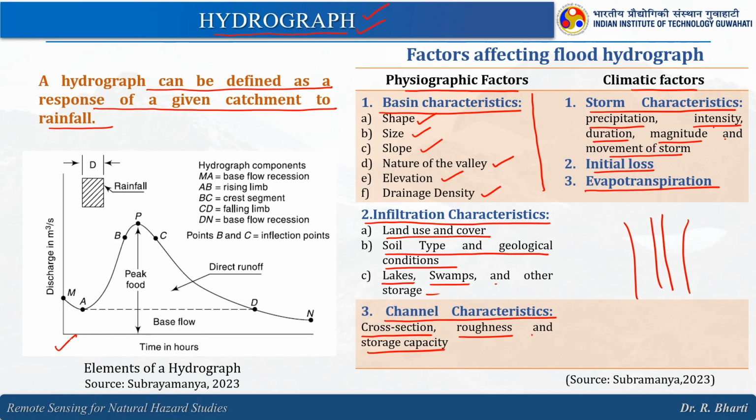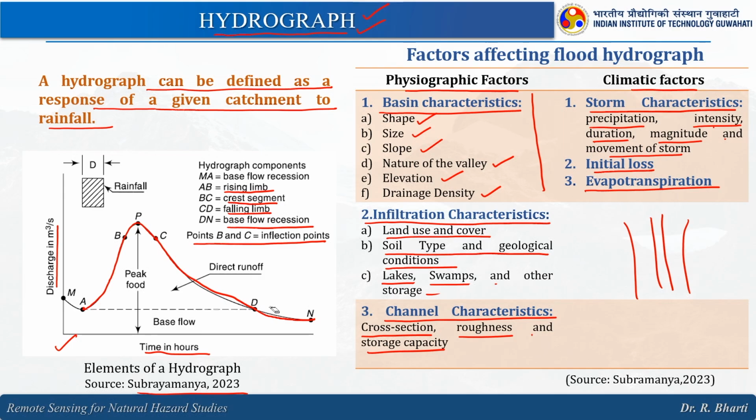So, this is a typical hydrograph, from this particular book. Here you can see discharge on the y axis and time on the x axis. Here we have different elements. AB, from here to here, is the rising limb. Then C to D is your falling limb, and B to C is the crest, right. DN is basically the base flow recession, and the points near BC are the inflection points.